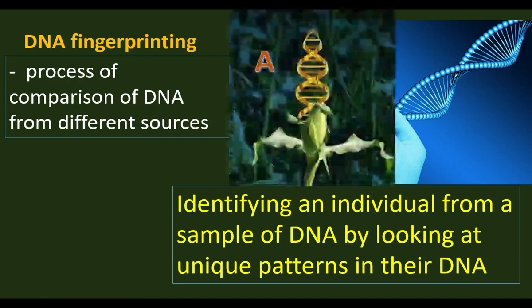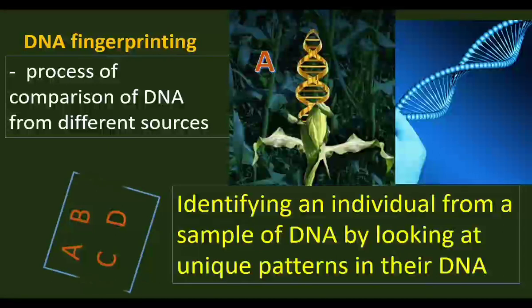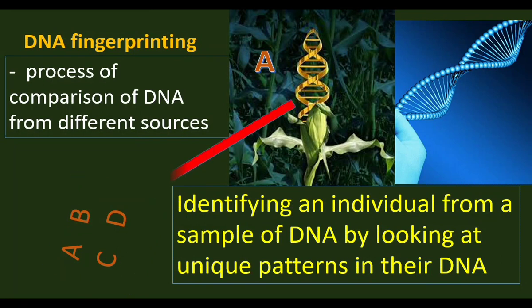For example, this is plant A. We have a collection of seeds. The seeds have DNA. We have to find out whether the collection of seeds contains seeds from plant A. For that, the DNA fingerprinting technique is used.